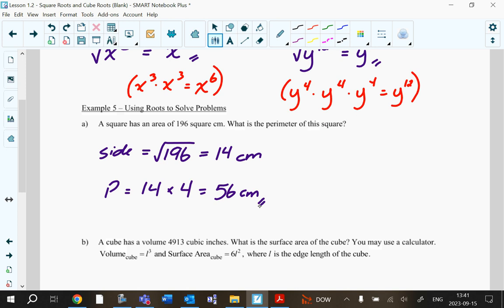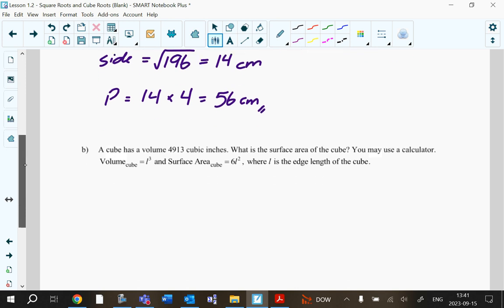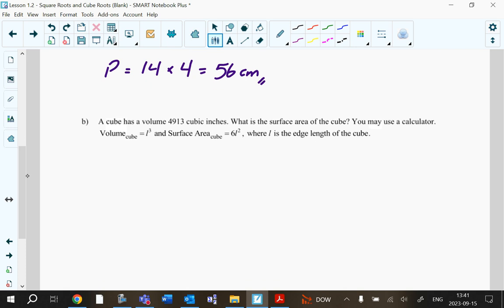We can use the same kind of reasoning when we're dealing with cubes. Now, we talked about how to find the surface area of cubes last year, but we never talked about how to find the volume of a cube. But I think you guys did that in middle school.